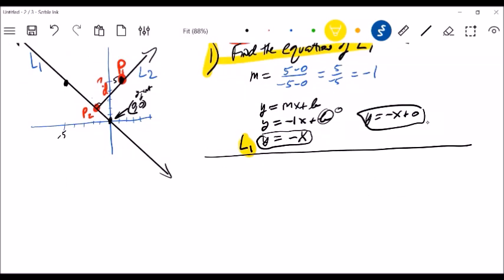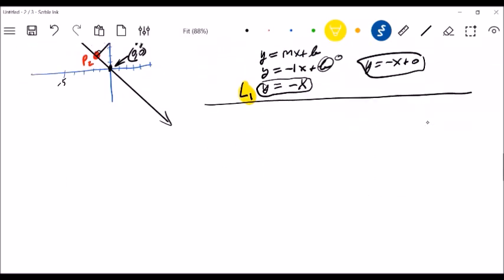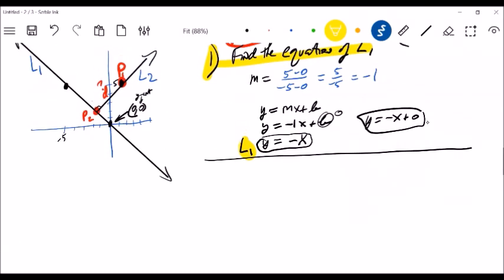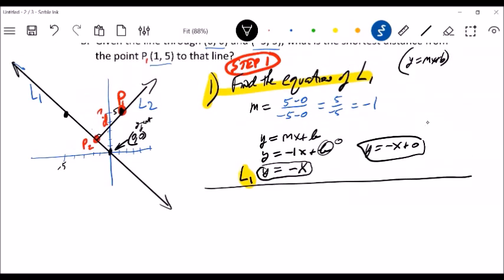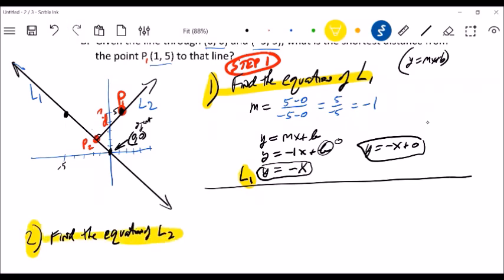Now, step 2. And I'll take some space over here. I've got lots of room left, it looks like. There are 4 steps to this. So what I'm going to do here is step 2. Find the equation of L2. Okay, that one's going to take a little bit more work. I need to write it as step 2.